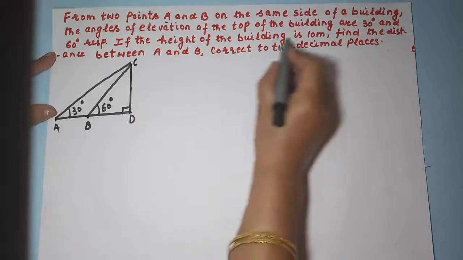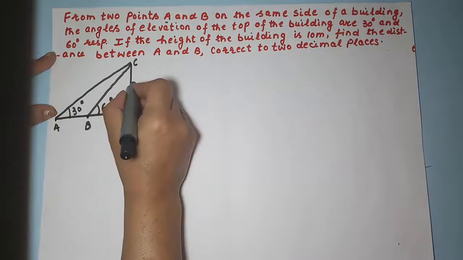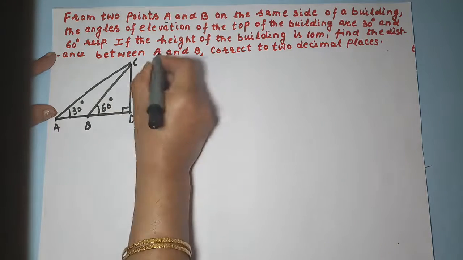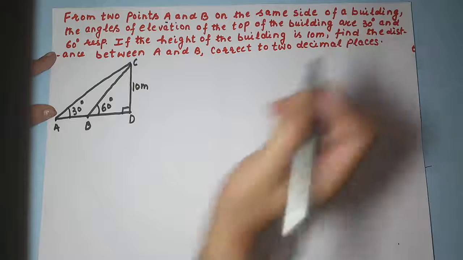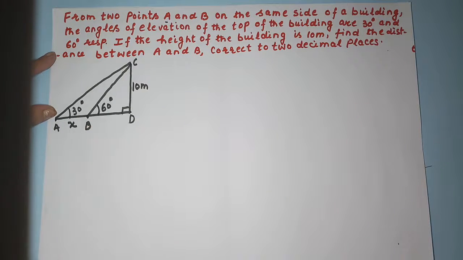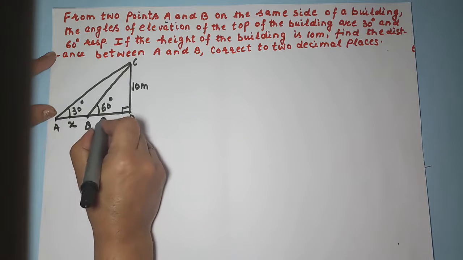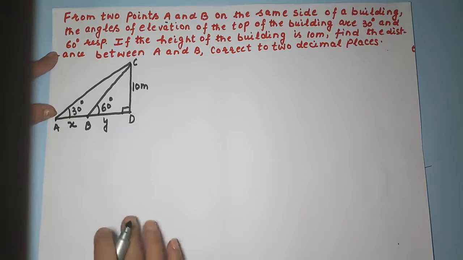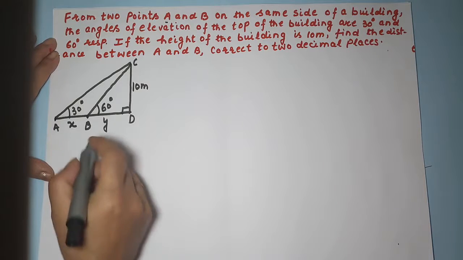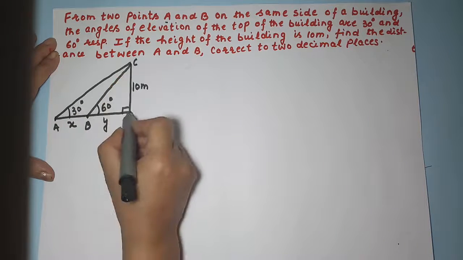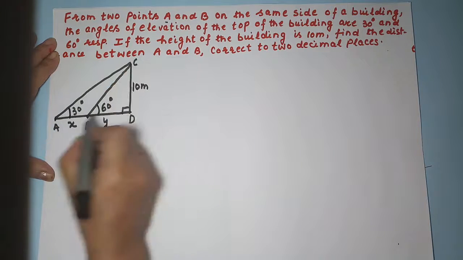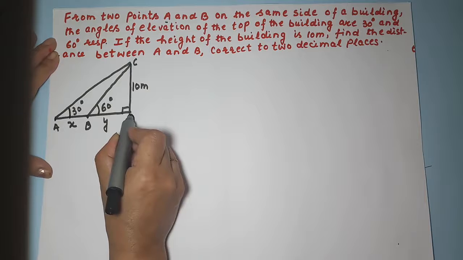Fine. If the height of the building is 10 meter, now he has given us the height of the building as 10 meter, find the distance between A and B, correct to 2 decimal places. We have to find this distance. Let's call this distance X and BD as Y, right? So using the data here, I'll take this triangle first, that is angle 30 degree first. Then this will be my opposite and this entire thing will be my adjacent.